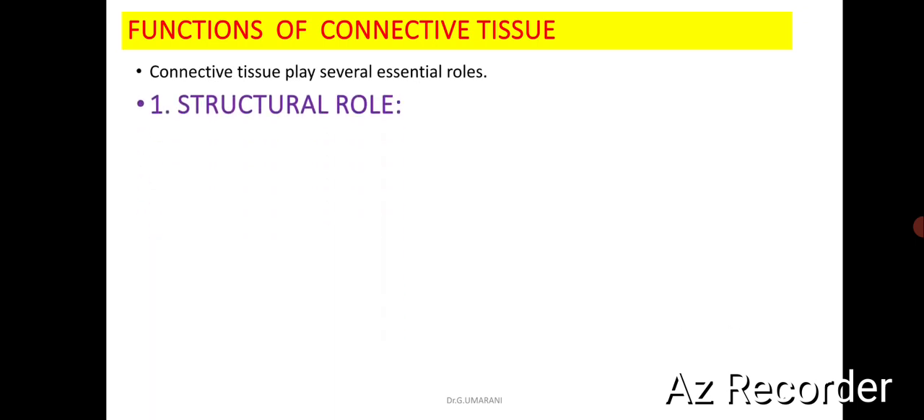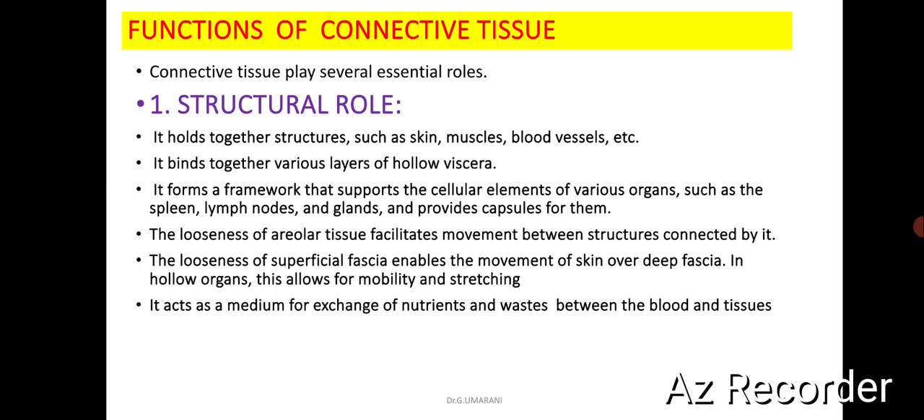Functions of connective tissue. It plays several essential roles. The first one is the structural role. It holds together structures such as skin, muscles, blood vessels and so on. It binds together various layers of hollow organs. It forms a framework that supports the cellular elements of various organs such as spleen, lymph node, glands and provides capsules for them. The looseness of areolar tissue facilitates movement between structures connected by it.